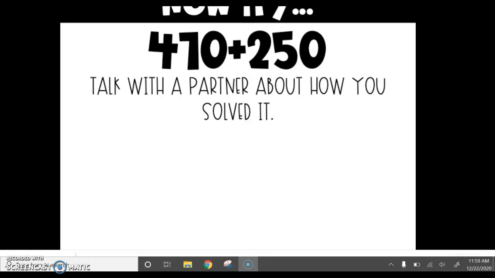All right, I want you to write down 470 plus 250. Okay, and we're going to use the arrow way to solve it. Write down 470 and write an arrow. Let's see what arrow way we would use to solve it.